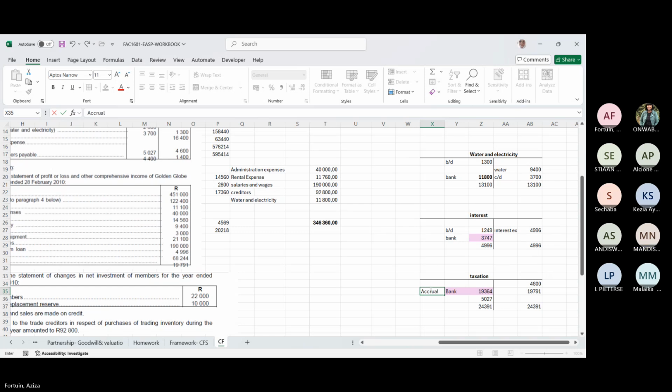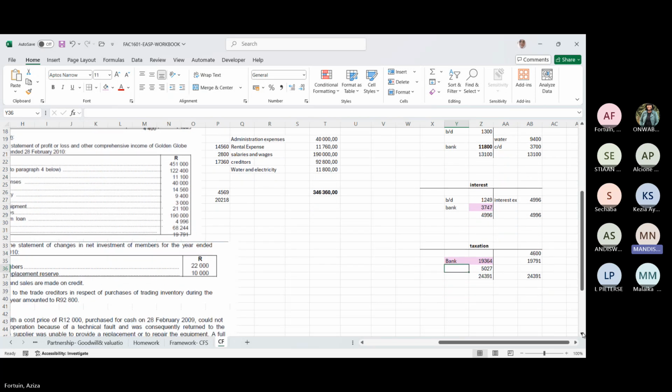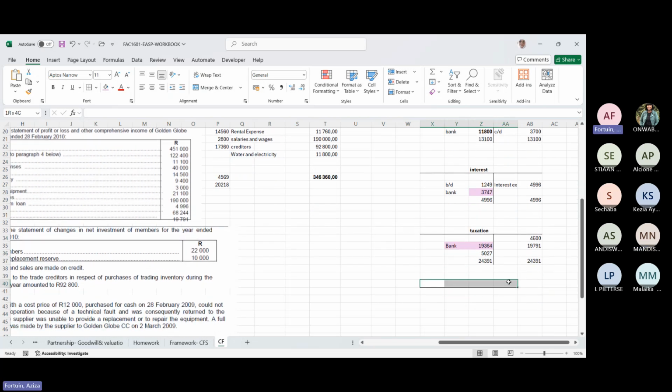19,364. Okay. Now calculate. You clarified that you made a mistake on that accrued interest expense, because I did it exactly like this and you said I was wrong. Okay. Now I need you to do.